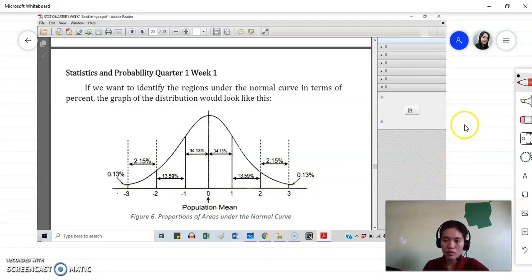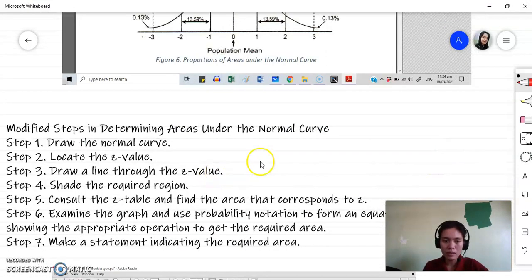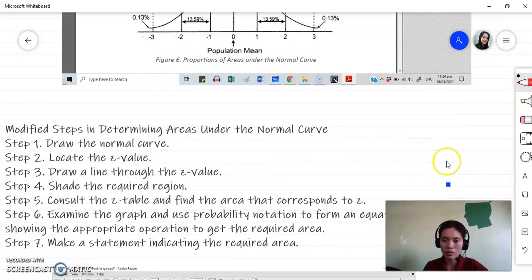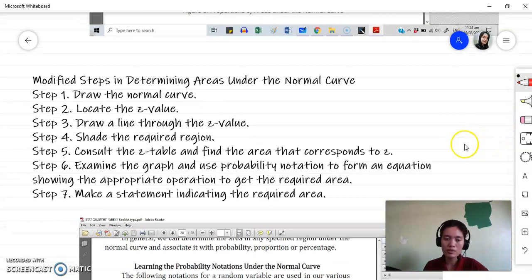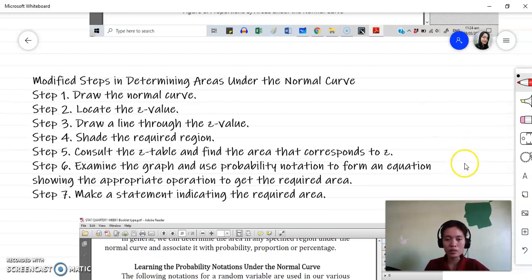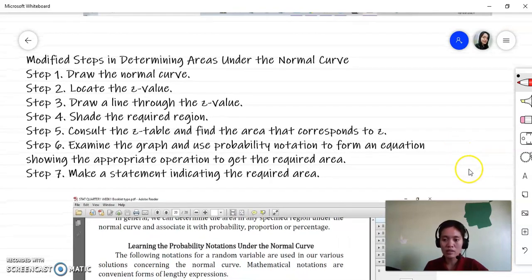Let's go now to the steps in determining areas under the normal curve. You have here 7 steps. Number 1 is you need to draw the normal curve. It's important that you have an illustration, because you can't just determine the areas by imagining what the normal curve looks like. So you draw, then locate the z value, draw a line through the z value, and shade the required region.